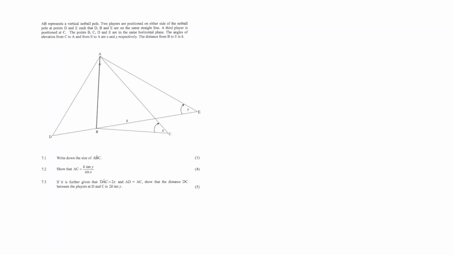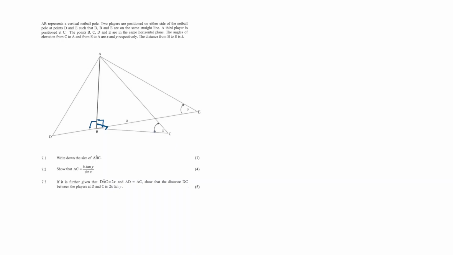AB represents a vertical netball pole, and there are two players positioned on either side. Okay, so that's a 90 degree there and a 90 degree there. And they're on a straight line. The third player is positioned at C, and they're all in the same horizontal plane. So this is also a 90 degree there, although visually it looks a bit weird. But here's the pole, and here's player C.